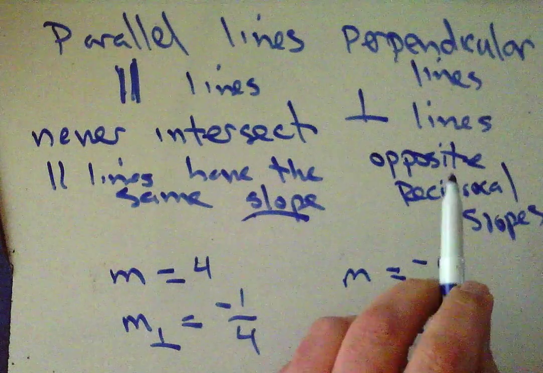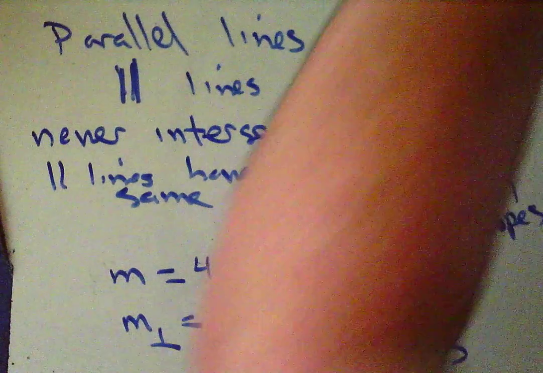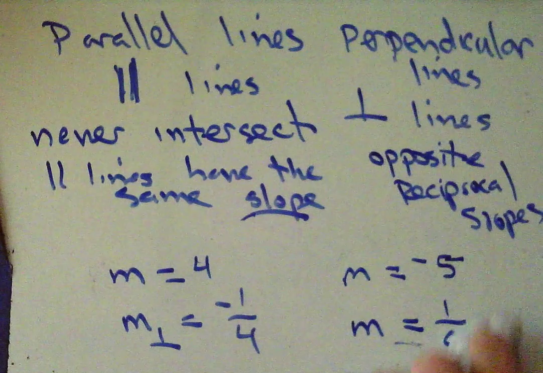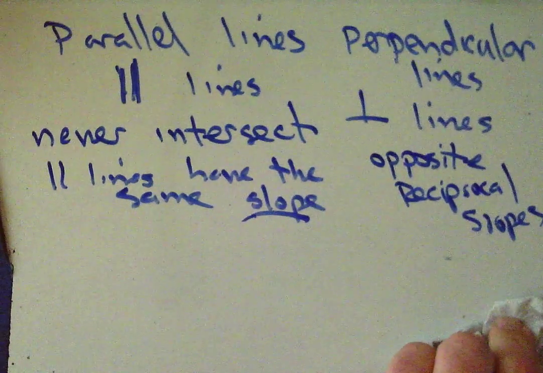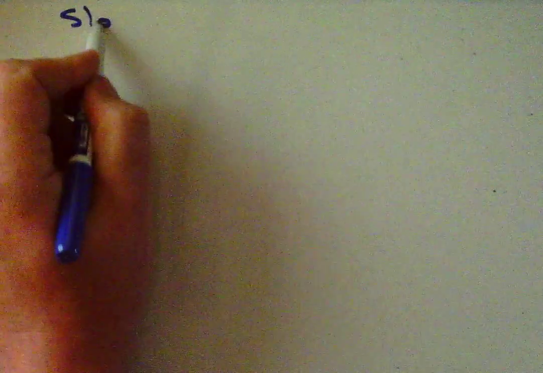Okay, so perpendicular lines have opposite reciprocal slopes, and parallel lines have the same slope. That's what we need to be thinking about. All right, so with that in mind, I want to know the slopes. No, I want to give you some points. That's what I want to say.